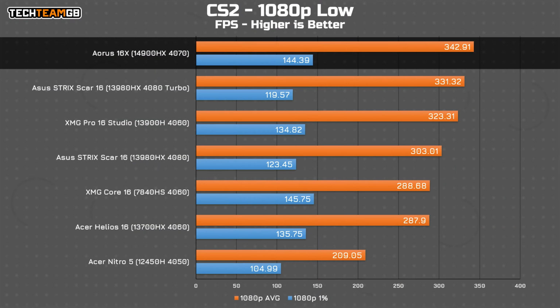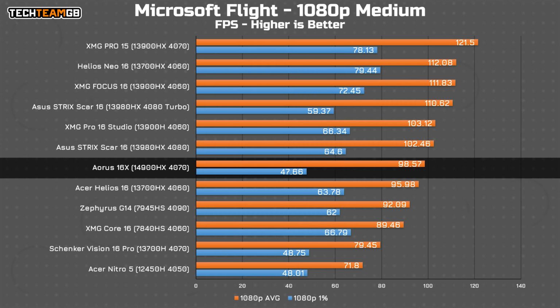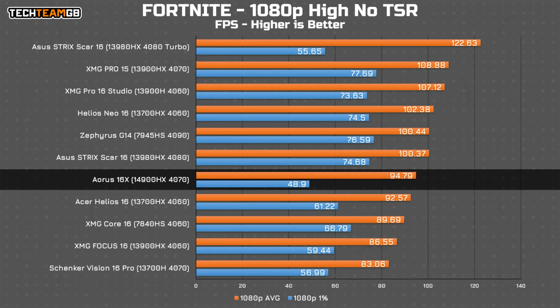CS2 has the 16X at the top, above the 13980HX and 4080 of the Scar 16, whereas Cyberpunk, well, that's a bit more of an L with 113 FPS average compared to up to 131 FPS from other machines. Flight Simulator has it in the middle at 99 FPS average, which is down from the 121.5 FPS on the XMG Pro 15, but is higher than, say, the XMG Core 16. Fortnite is basically the same with the 16X in the middle, above the Helios 16 and not too far behind the Scar 16.